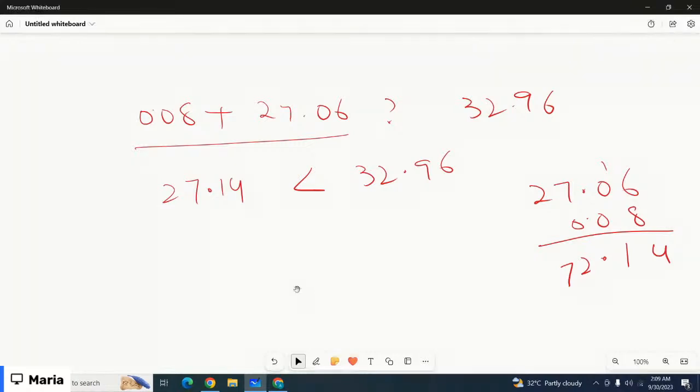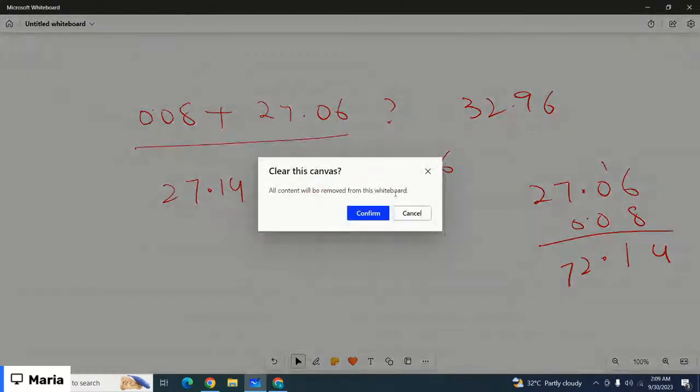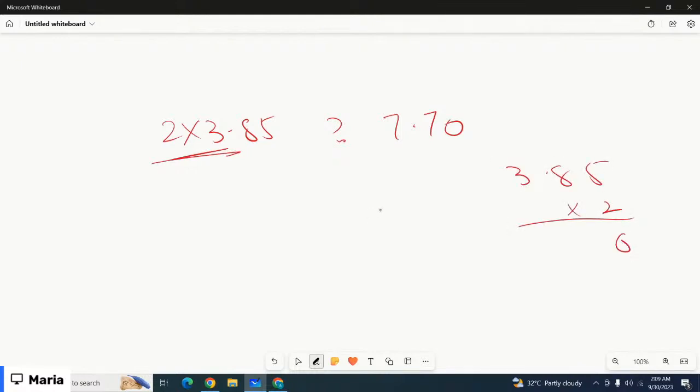Okay, let's just do another example. The other example is 2 times 3.85 and you have to compare it to 7.70, right? So let's just solve this side. First you have to multiply 3.85 by 2. So let's just multiply. 2 times 5 is 10, 0, 1 carry. 2 times 8 is 16 and 1, 17, 7, 1 carry. 2 times 3 is 6 and 1, 7. So you can see that is 7.70 and 7.70. So which sign makes the statement true?